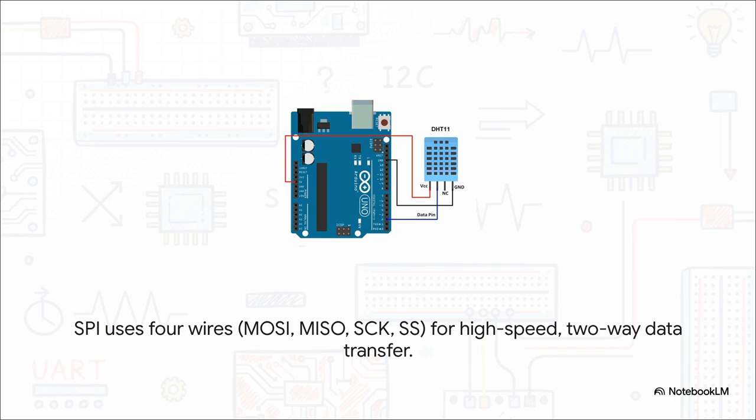We have SCK, the clock. We have MOSI, master out, slave in. That's the data line from the master to the slave. Then there's MISO, master in, slave out, which brings data back from the slave. And finally, SS, or slave select.